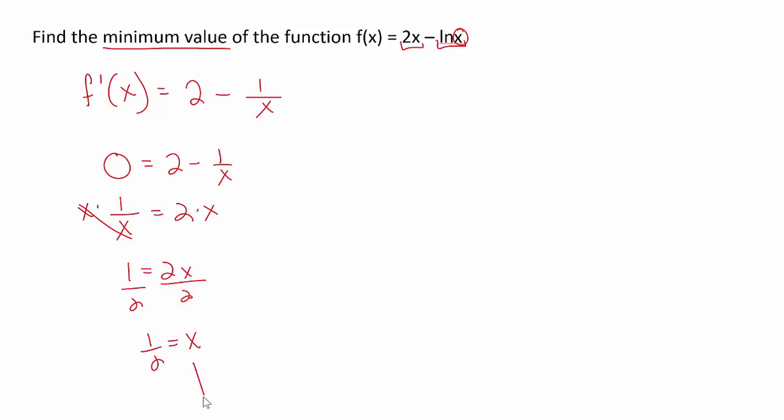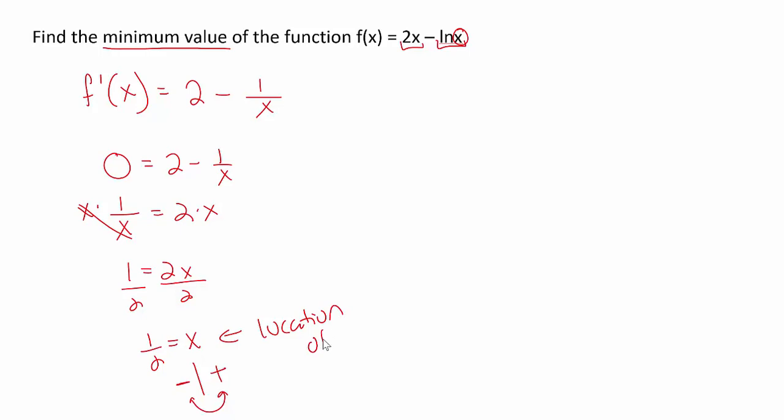But you could check it by doing a sign chart. If I plug in a number to the right of 1/2 into my derivative, so a number like 1, I'm going to get a positive. And if I plug in a number to the left of 1/2, like 1/4, I'm going to get a negative. I can't plug in 0 because there's an x on the bottom there. So definitely this is a minimum, because that's what that section of my graph would look like.